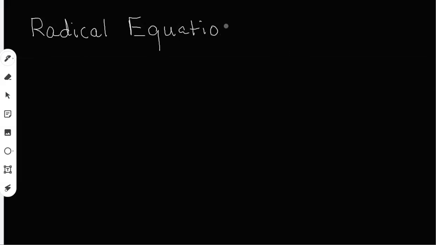In this video, I want to talk about radical equations. Radical equations. So whenever you have a radical equation, you're going to have a radical sign, which is going to look like this. It's going to have an index in the top left-hand corner on the outside of the symbol, and this is going to be a number.